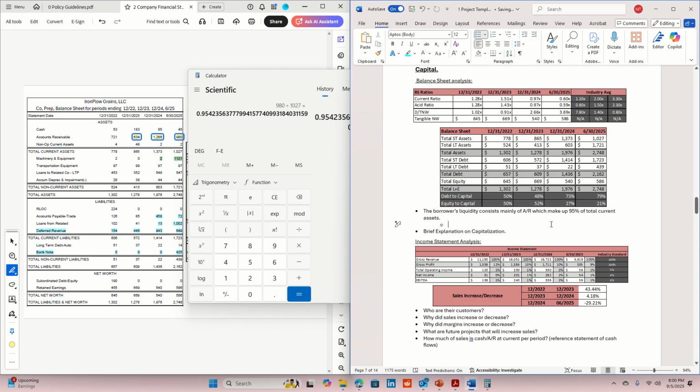Down here, the first order of business, we're going to compare year to date to the industry. And actually, let me add as of year to date 2025, right? So we're going to compare their year to date figures to the industry. So when we look at the industry standard, we're going to start off with current ratio. The borrower's liquidity ratios underperform compared to the industry.